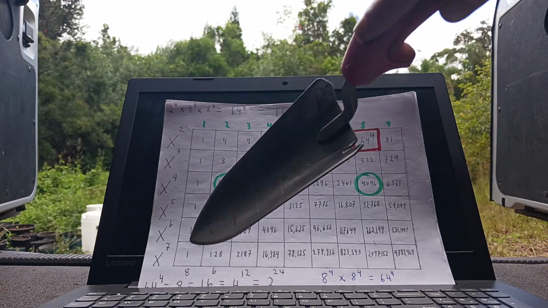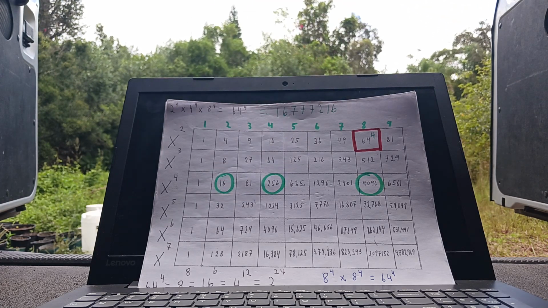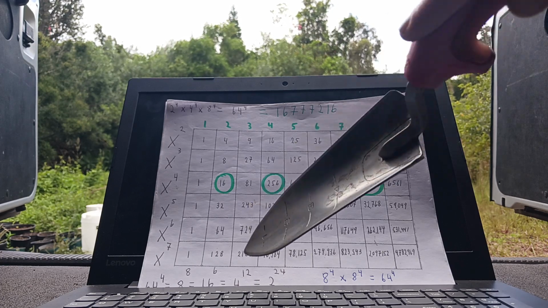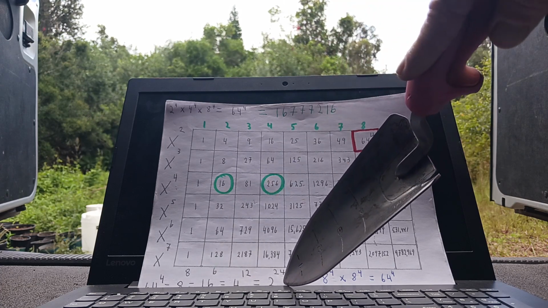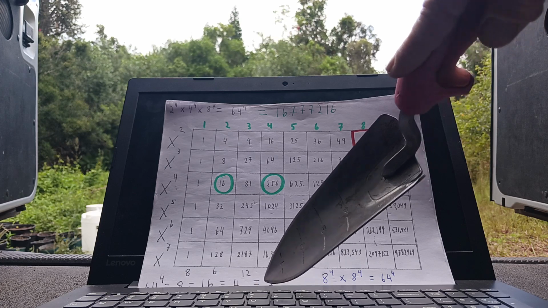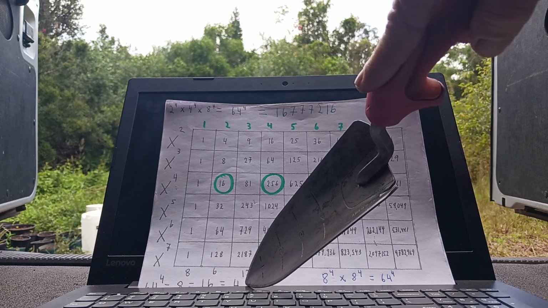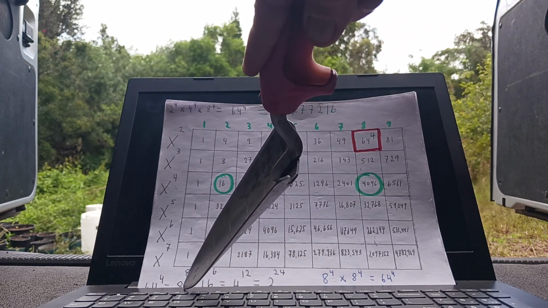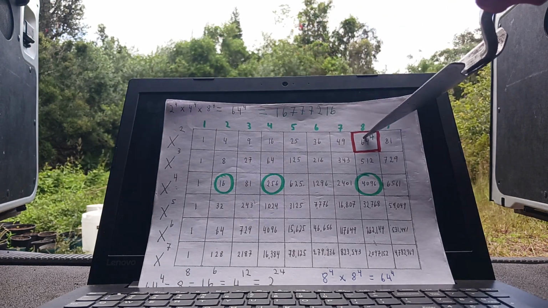64 to the 4th is also 8 to the 8th, because 8 times 8 is 64. Half of 8 is 4. It's also 16 to the 6th. It's also 4 to the 12th. It's also 2 to the 24th. So 2 to the 24th, 2 squared is 4 to the 12th. 4 squared is 16. So 4 to the 12th, 16 to the 6th. 8 to the 8th is 64 to the 4th.